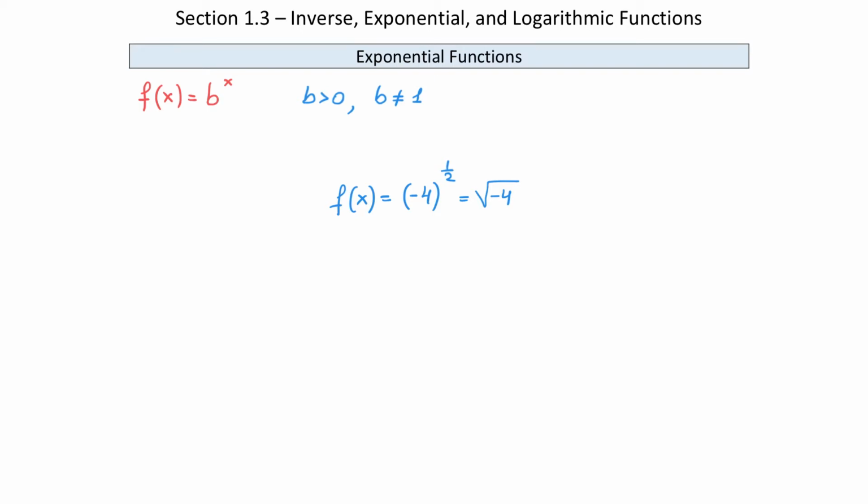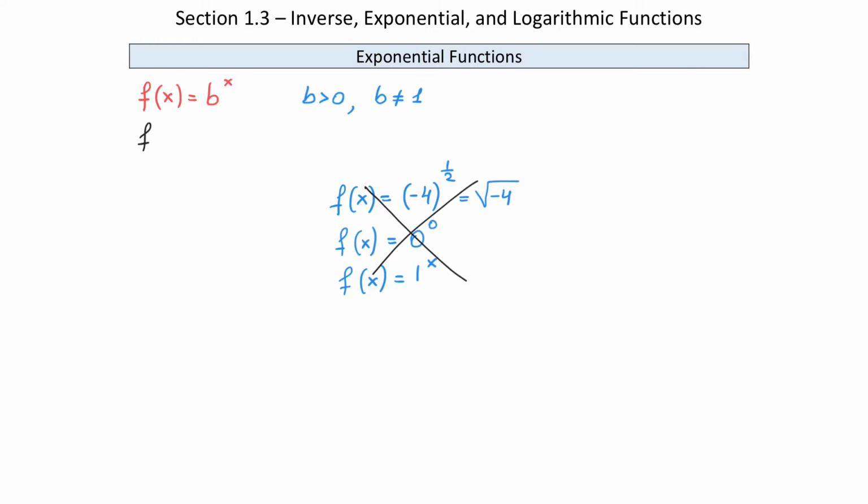In place of b, we cannot use 0 either, because if we would have f of x equals 0 and then the exponent is also 0, then this expression is undefined. Also, in place of b, we cannot use 1 because 1 to any exponent is still 1. And if the outcome is always 1, then we have a constant function, not an exponential function. So if these cases don't work, then let's see some examples of exponential functions.